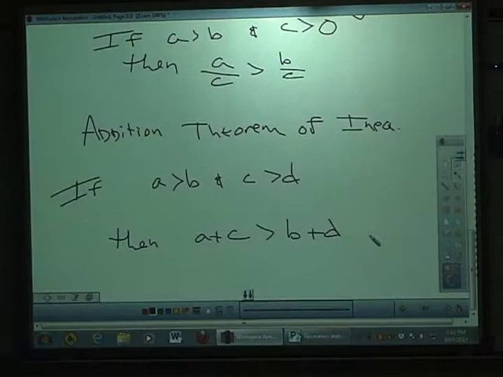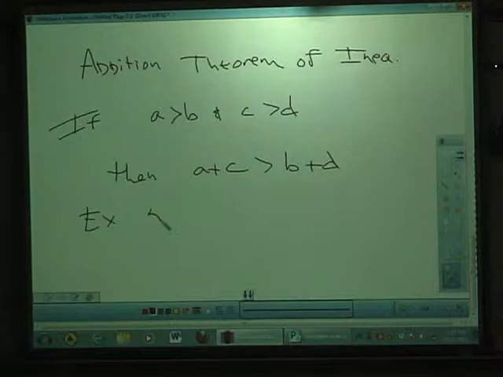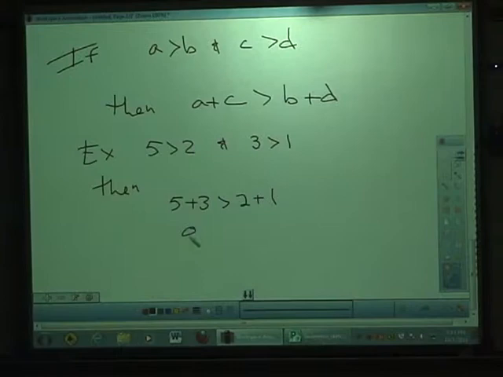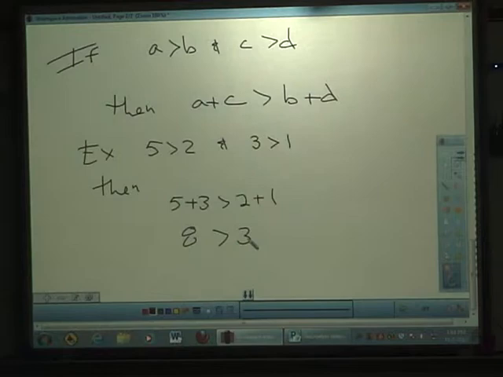Let's do an example just numerically. Let's say I had 5 greater than 2 and 3 greater than 1. Using this theorem, it would say then that 5 plus 3 must be greater than 2 plus 1, which as you see, is true. Now, is this a proof? No, of course not. It's just one situation. But you will be proving it actually using, I believe, in this assignment.